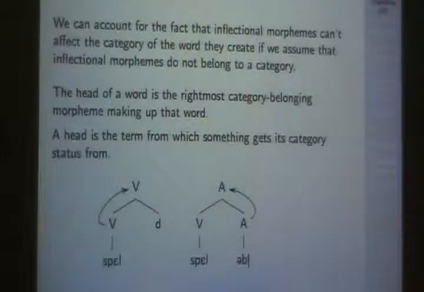If inflectional affixes don't belong to parts of speech, they are neither nouns nor adjectives nor verbs, then the rightmost morpheme with a part of speech inside this word spelled will be the left morpheme. It's the only morpheme that has a part of speech. And so it is the rightmost by default. And for that reason, the part of speech of the resulting word will be a verb too. Is it clear?